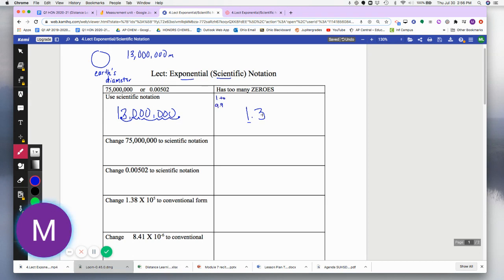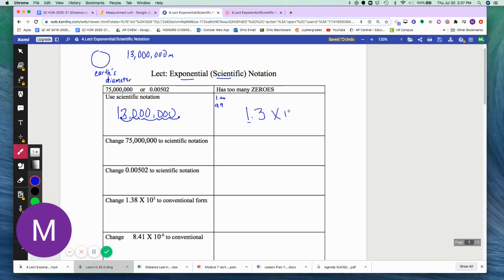Now that you have that, it's 1.3 times 10, and you count how many times you moved it. So you moved it 7 times, so you put 7 right there. So first, the rule is that you have to move the decimal after the first non-zero number. The first non-zero number is a 1, so you have to move it after the 1.